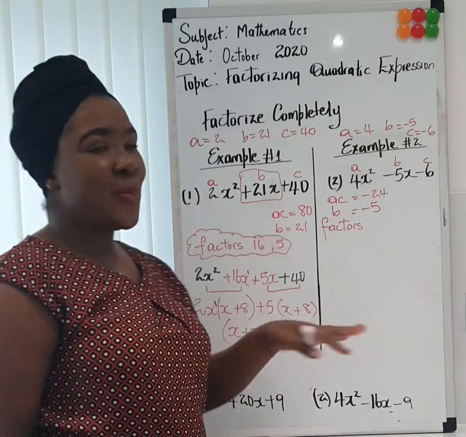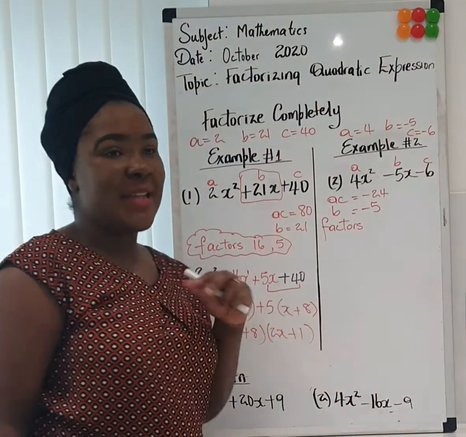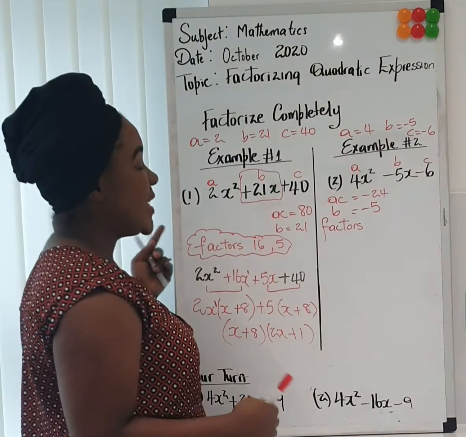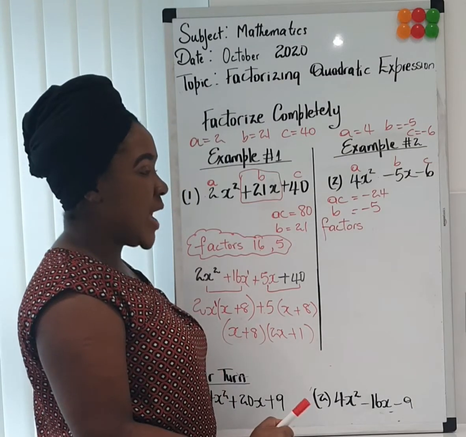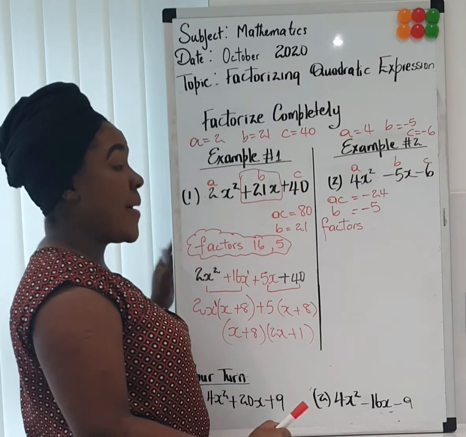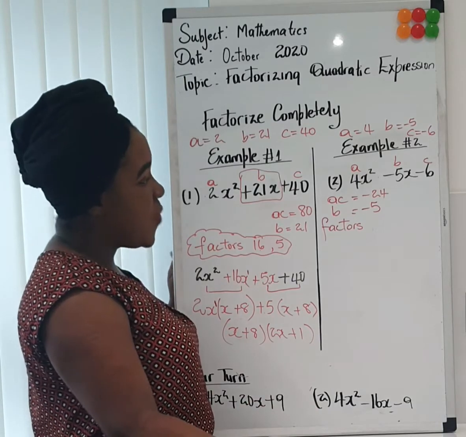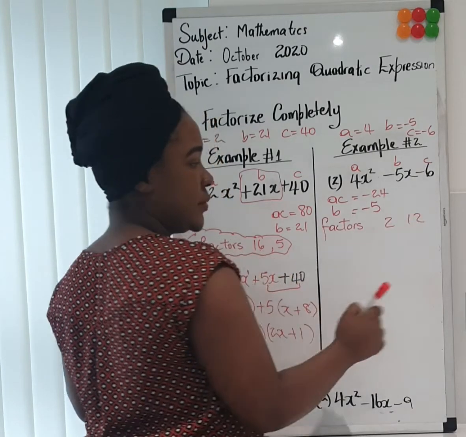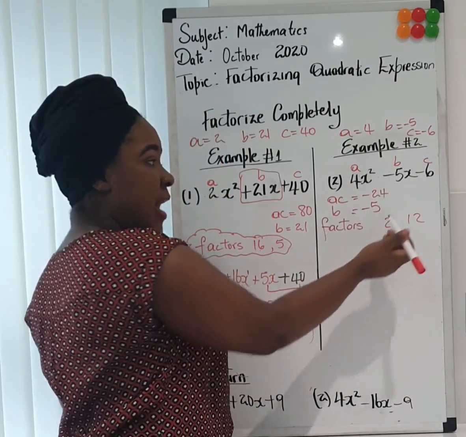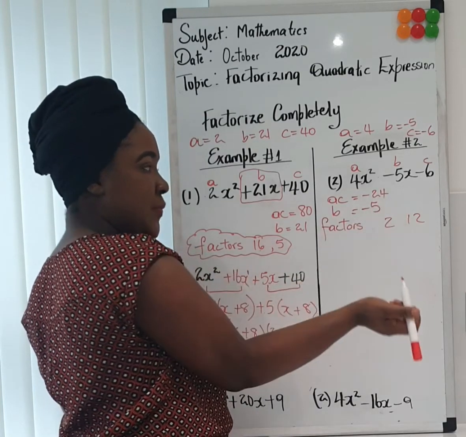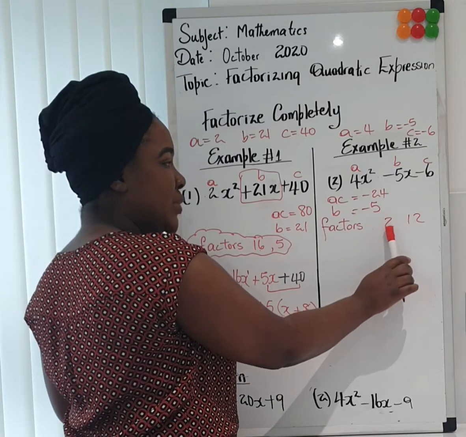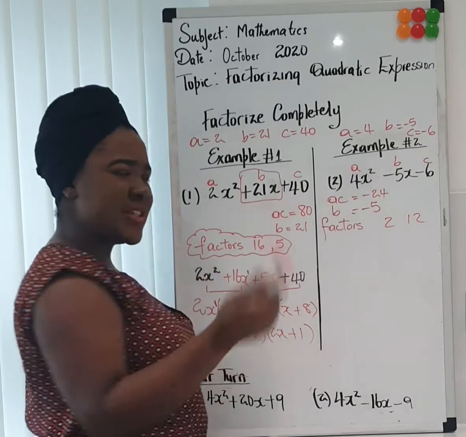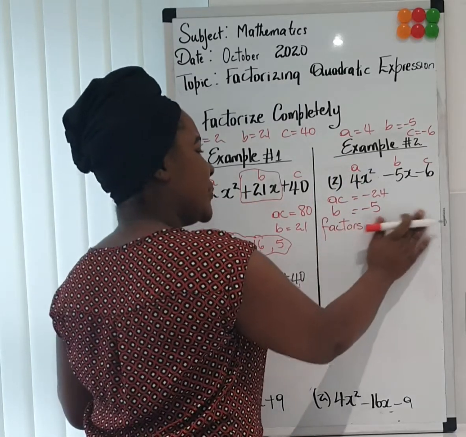Since I'm going to end up with a negative number, it's more than likely that one number is going to be positive and one is going to be negative. So let's look for two numbers that I can multiply to get 24, and when I add or subtract them, I'll get 5. How about 2 and 12? 2 times 12 gives 24, and if I put a negative in front of one, it would be negative 24. But 12 minus 2 does not give me 5, and 12 plus 2 does not give me 5. So it's not 2 and 12.